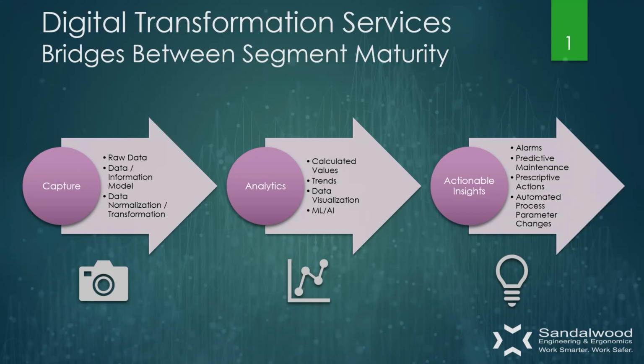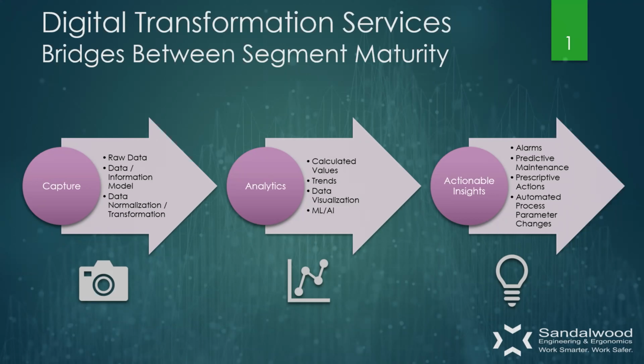Then on the analytics side, in addition to that raw and labeled data, you'll need to calculate some values, averages, and things like that, or be able to generate trends. Also the ability to do visualization of that data becomes important. As you move further along in terms of maturity, being able to use all of that data, the calculated values, the trends, the raw data, to feed machine learning and AI models.